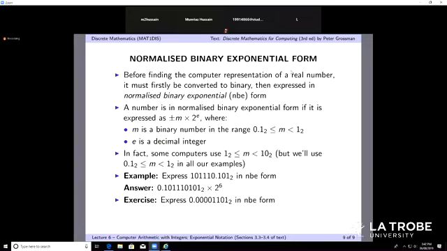Here is an exercise for you. Can you write this in normalized binary exponential form? It's not in the normalized binary exponential form. That's the first step to notice, because the range has to be between 0.1 and 1. This is 0.000001, which is less than 0.1, so it is not normalized. We want to convert that into normalized form. So you want this decimal to move here.